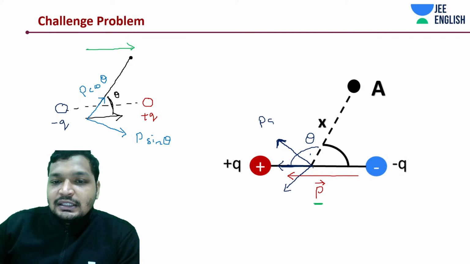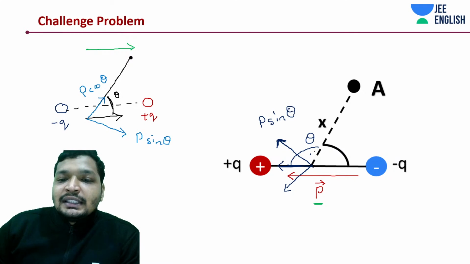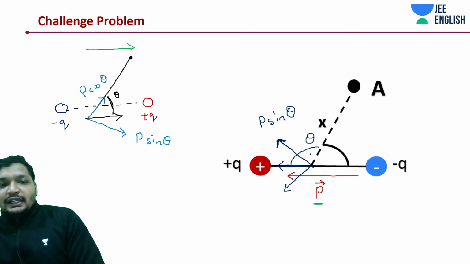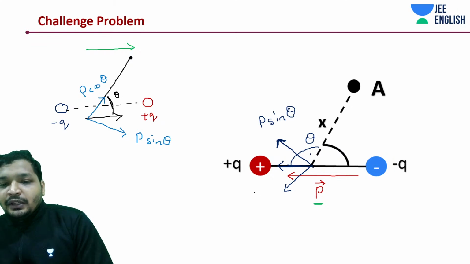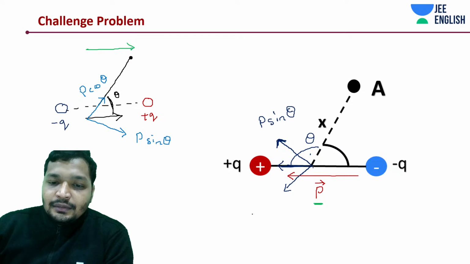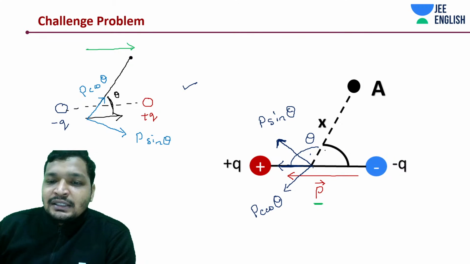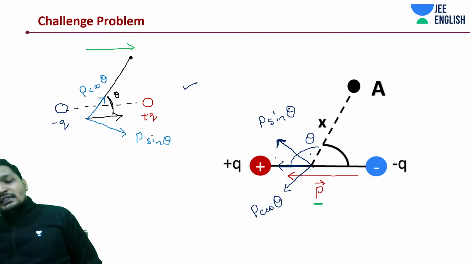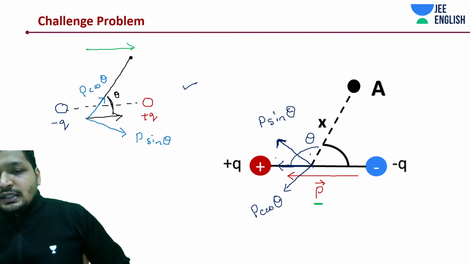In this case, where theta is this instead of that, this is going to be P cos theta. This is just a resolving point, guys. If you understood this, this is fine. Just substitute the value of theta as 120 degrees. That's it.